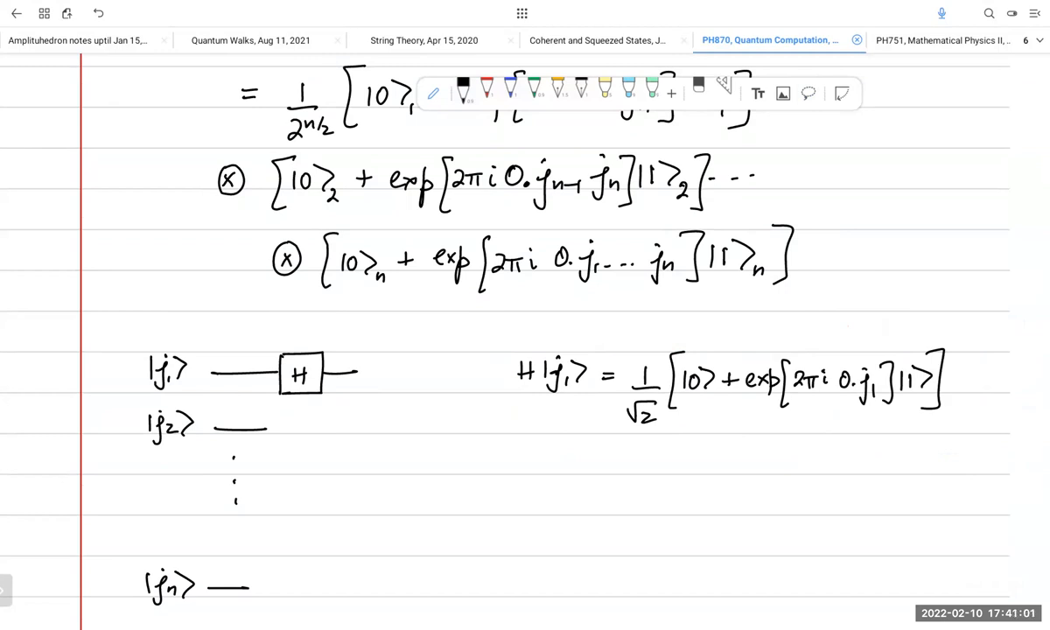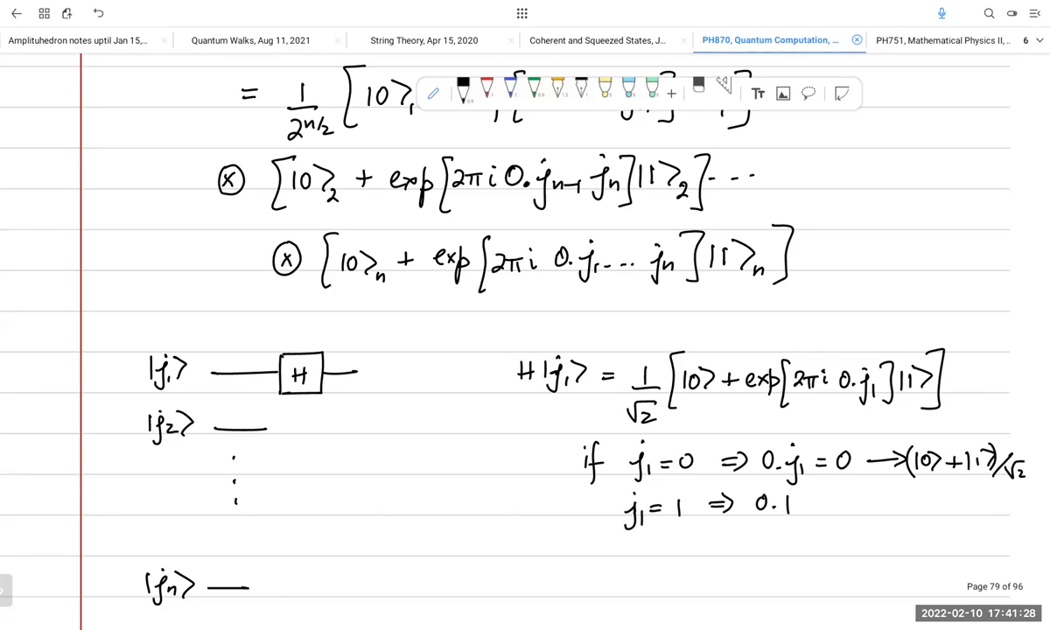And again, you can convince yourself that this is correct, because if J1 is equal to 0, the phase factor here, 0 dot J1, is just 0. So the phase factor is 1, and you end up with 0 plus 1 by root 2. And if J1 is equal to 1, then this is 0.1. What is 0.1 in binary? It is 1/2. So your phase factor is 2 pi I divided by 2. It becomes pi I, exponent pi I is minus 1, and you get 0 minus 1.